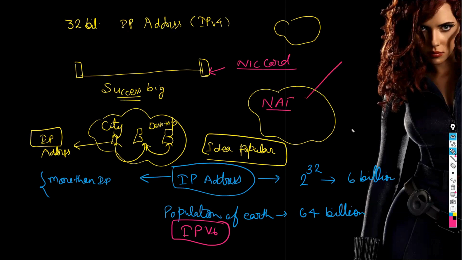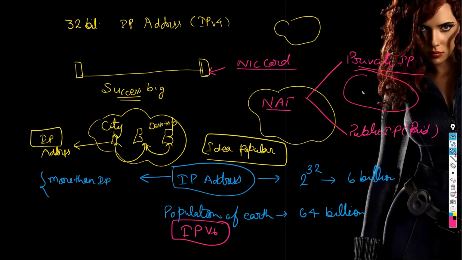Okay, let's divide our IP addresses into private IP and public IP. Public IP, I will put as paid. So now people will use less. And the private IP address, within your network or your own range, you can use anytime. So this becomes the reusable part. But public IPs are not reusable. They are globally unique.